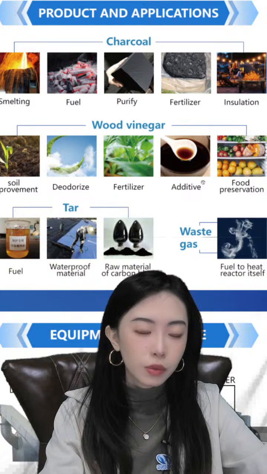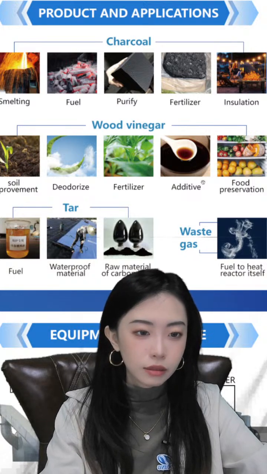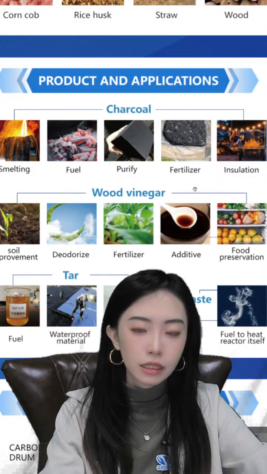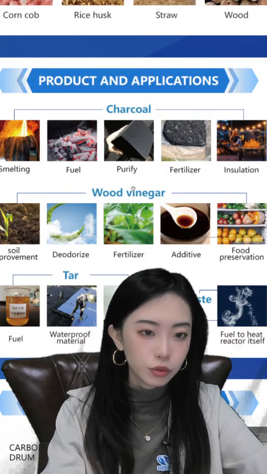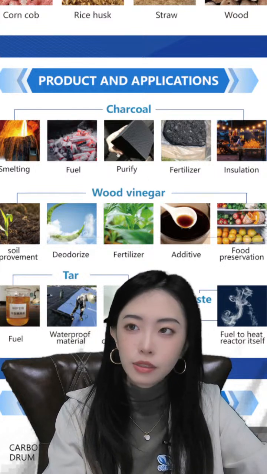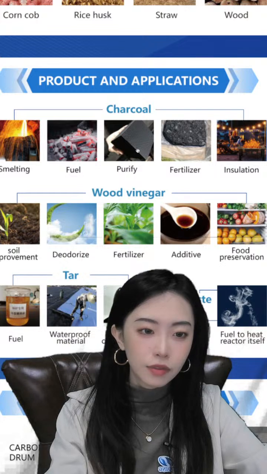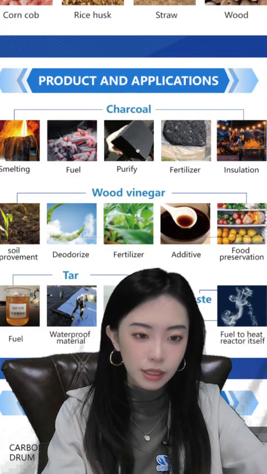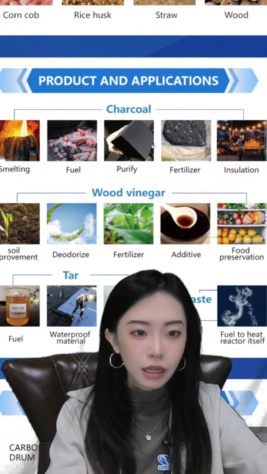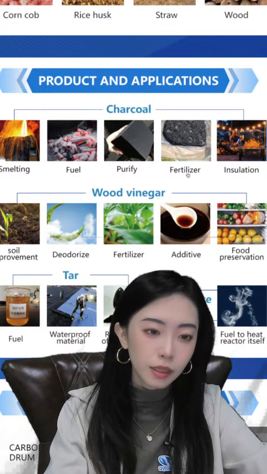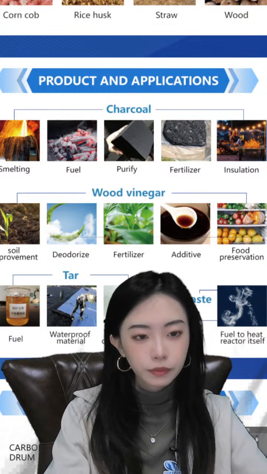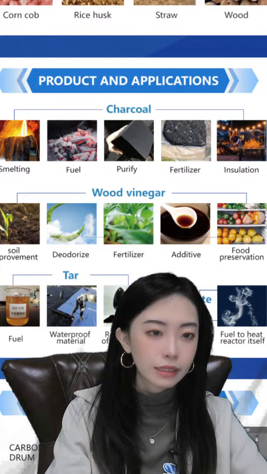And this is what our products can be used for. Like the main product, the charcoal, we can use it for smelting. It can be a fuel, like using it at barbecues or some other places. And it can also purify, like the active carbon system. We will use this carbonization material to purify the air, and it can also be the main material of fertilizer or insulation materials. This is what our charcoal products can do.